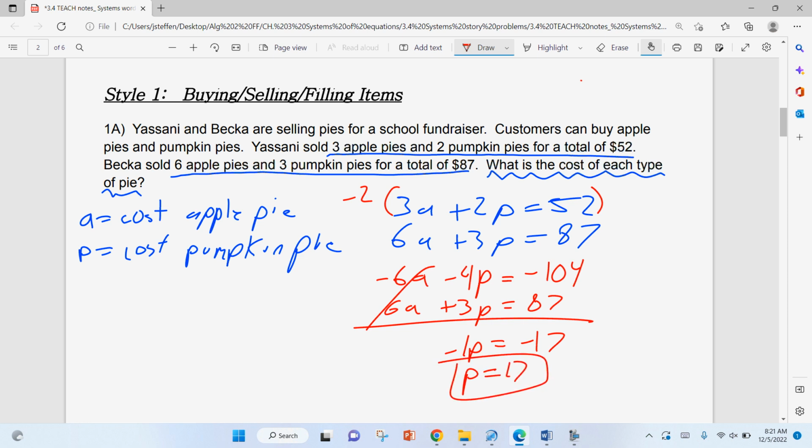Now again, what that means is pumpkin pies cost $17. But we want to know what each type of pie costs. So if we know that pie is $17, what's the apple pie? Again, just like before, go in and sub it into one of your equations. It doesn't matter which one. They're both probably the same difficulty level.